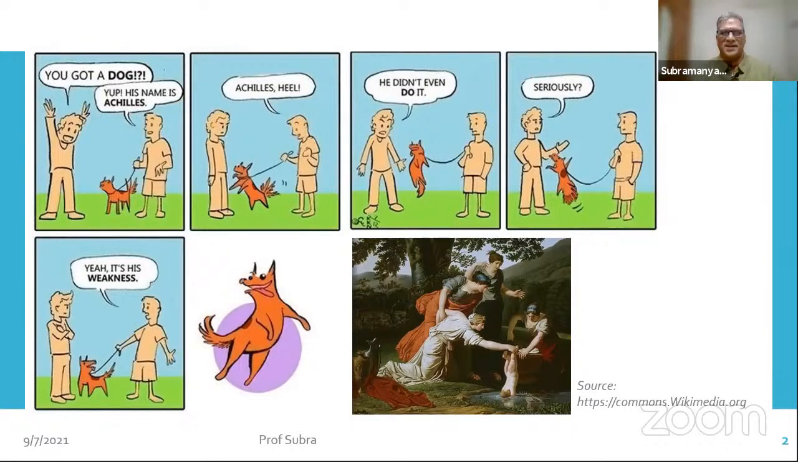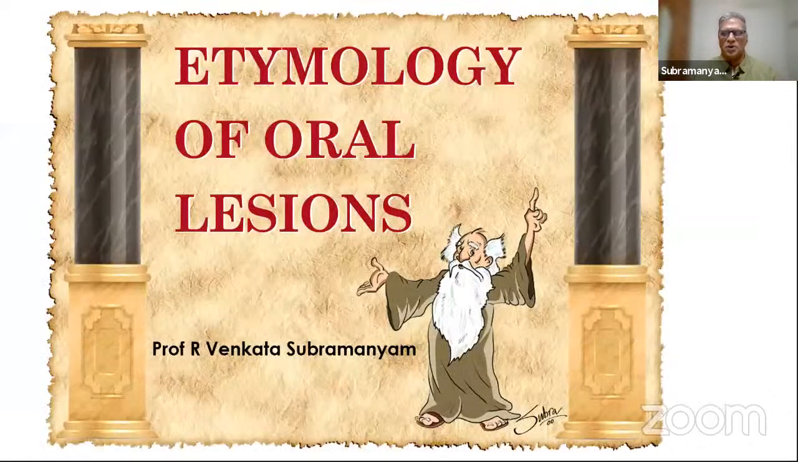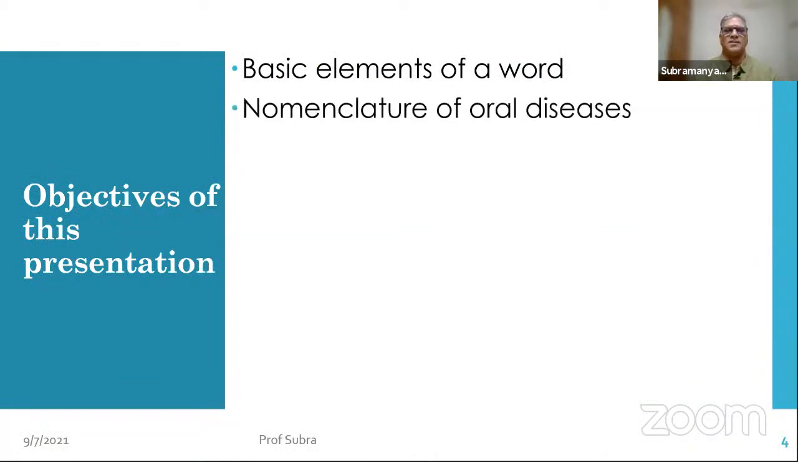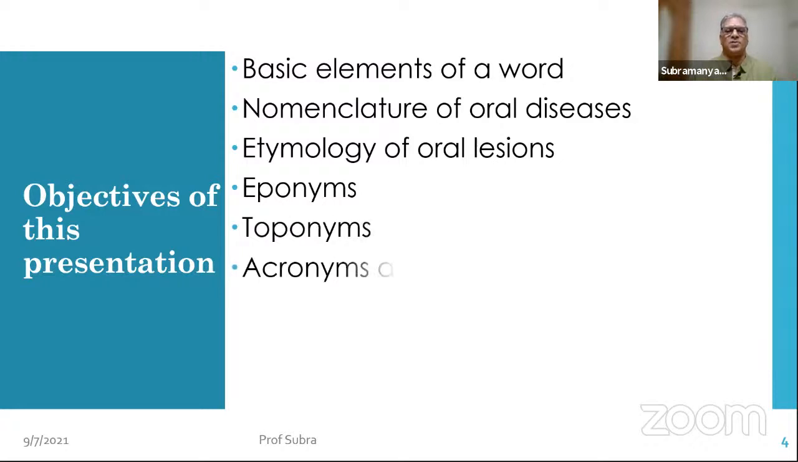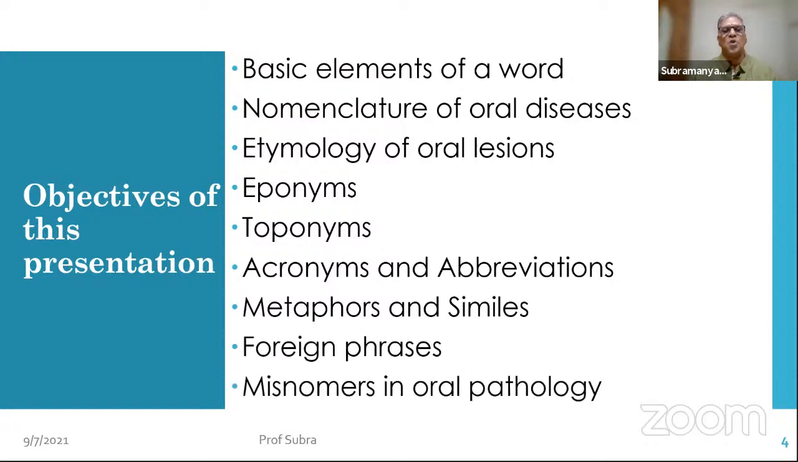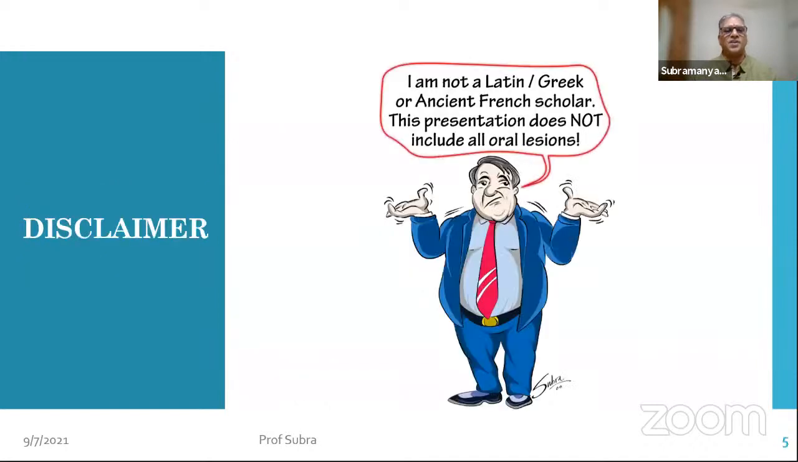So with that small introduction, I'm going to speak on etymology of oral lesions. I shall tell the objectives of my presentation. I shall talk about some basic elements of a word, nomenclature of oral diseases, just an outline, etymology of oral lesions, eponyms, toponyms, acronyms and abbreviations, metaphors and similes, foreign phrases, and misnomers in oral pathology. Before I start, I would like to make this disclaimer that I'm not an authority on Latin, Greek, or ancient French scholarship. This presentation does not include all oral lesions.